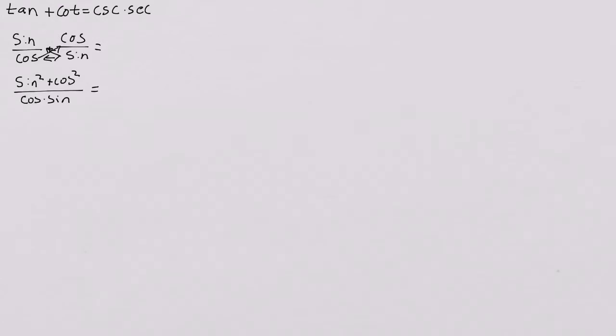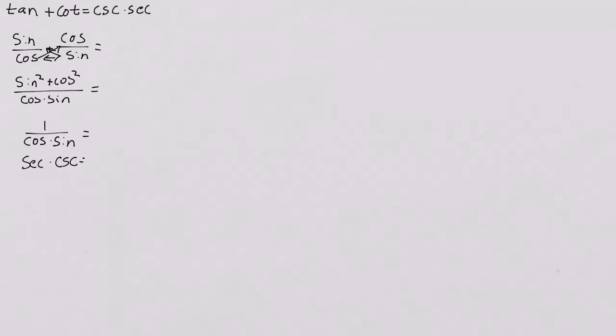Well, we've seen sine squared plus cosine squared before. That's a Pythagorean identity. So we can replace that with 1 over cosine times sine. Well, what's nice is that this 1 goes with 1 over cosine. It also goes with 1 over sine, which are, in fact, reciprocal identities. 1 over cosine is secant times 1 over sine is cosecant.